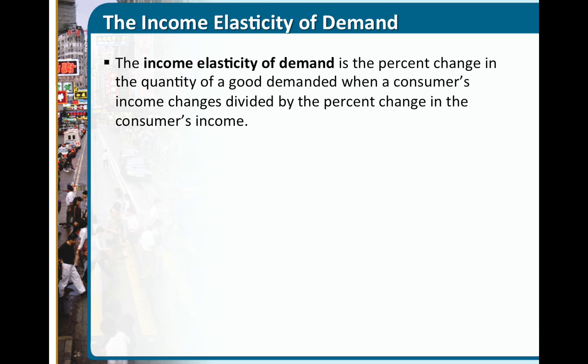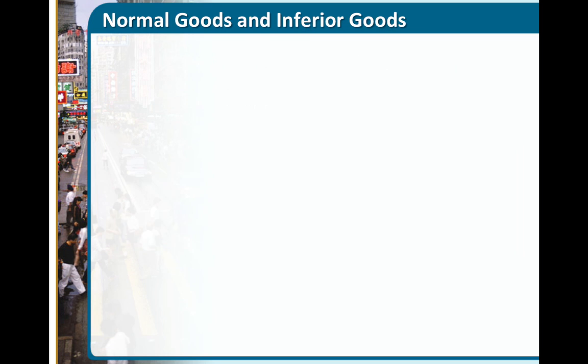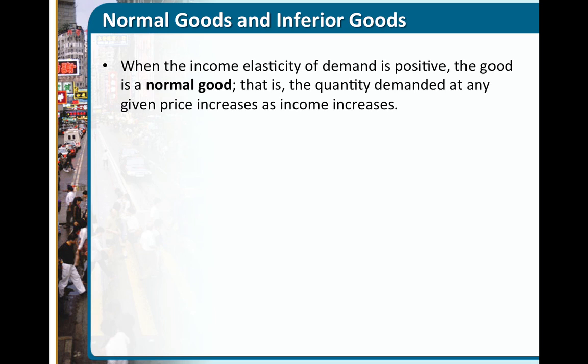Income elasticity of demand is another thing, and that's the percentage change in quantity demanded over the percent change in your income. And then that goes back to our normal versus inferior goods. So when the income elasticity of demand is positive, this good is a normal good. That means quantity demanded at any given price increases. So think vacations in general. You go on more vacations as your income increases. So that would have a positive income elasticity of demand.